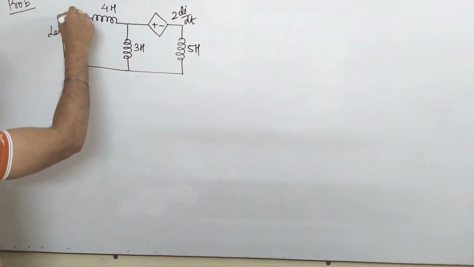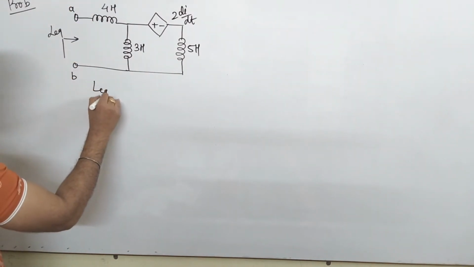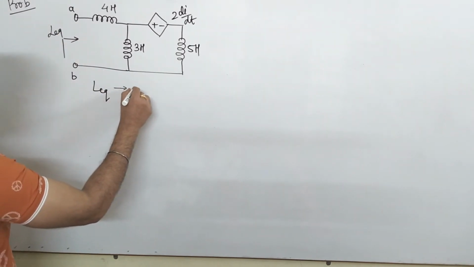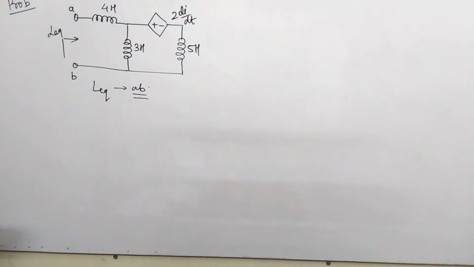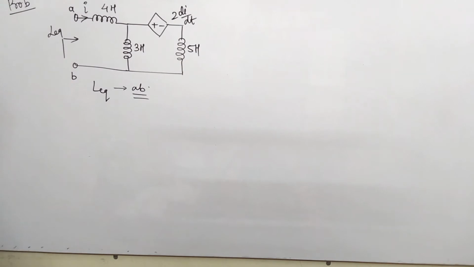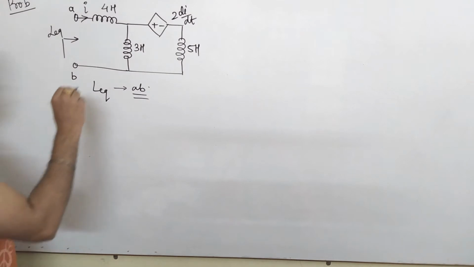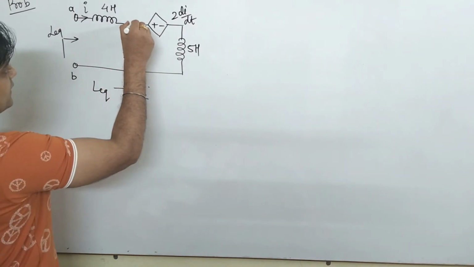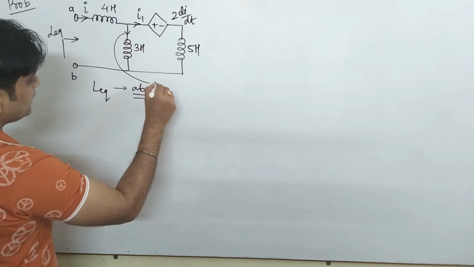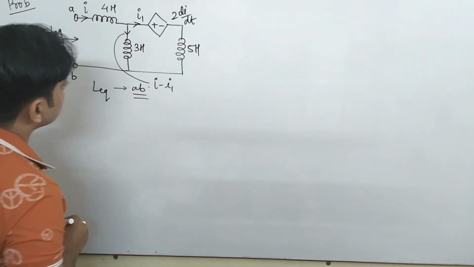Now this is the next type of problem in which you have to find the equivalent inductance looking from terminal AB. In this problem you have to find the value of L equivalent looking at terminal AB. This current is given here as I. This is again a different type of problem. We will see how we solve it. For solving this problem, let some current flowing here be I1, so the current here is I minus I1.